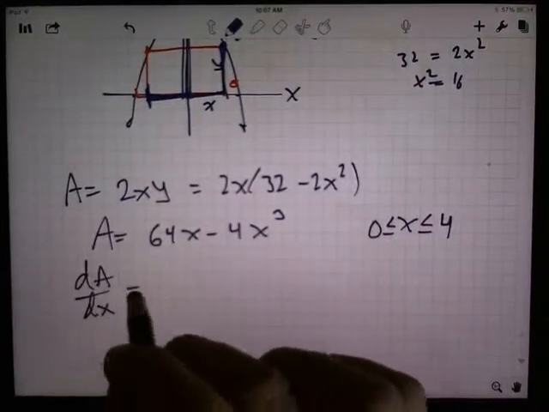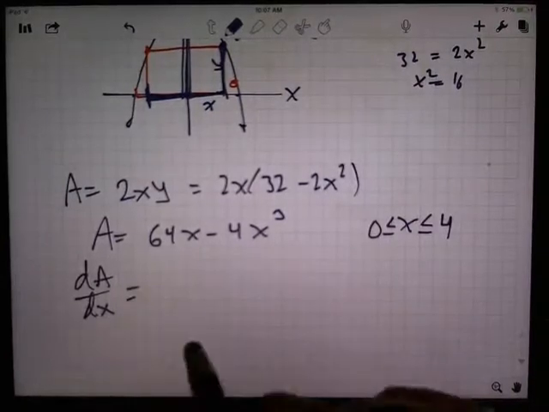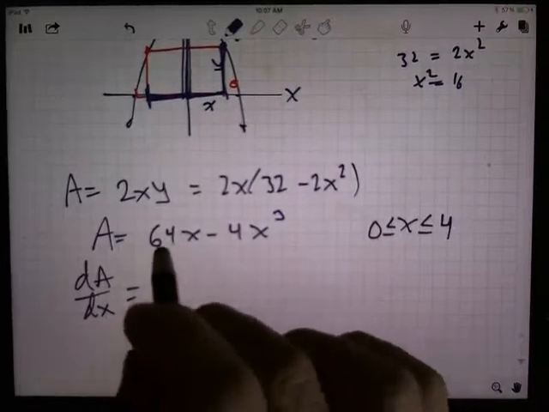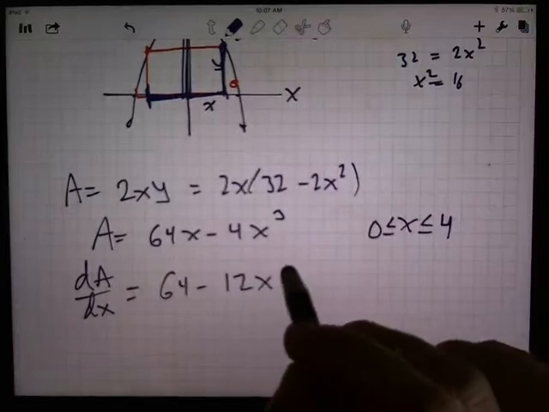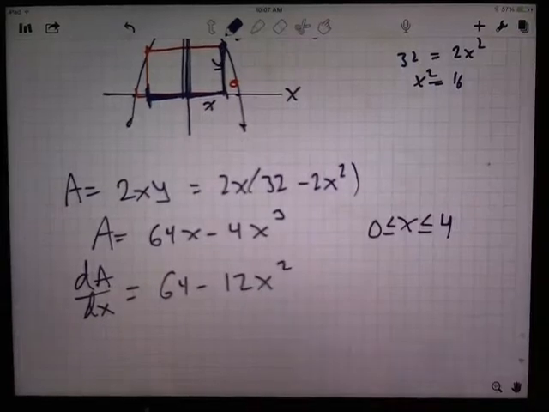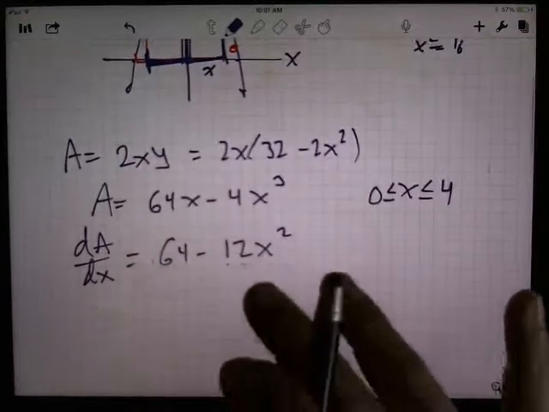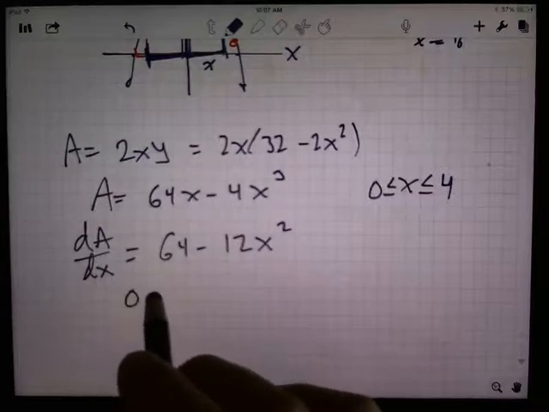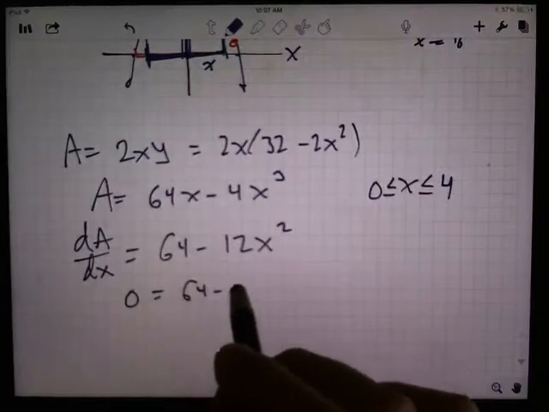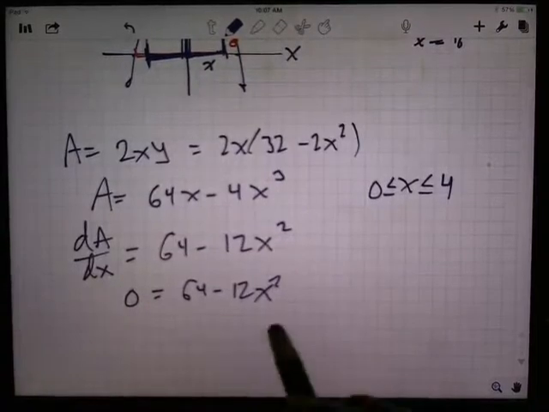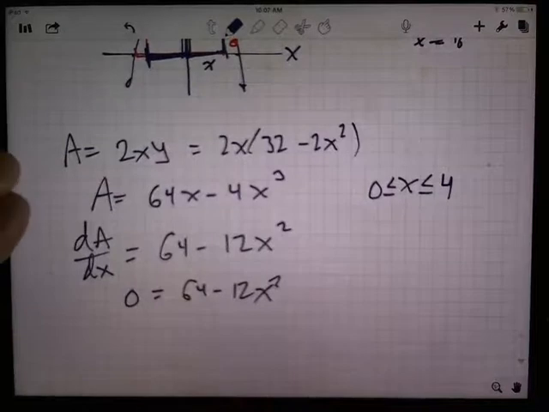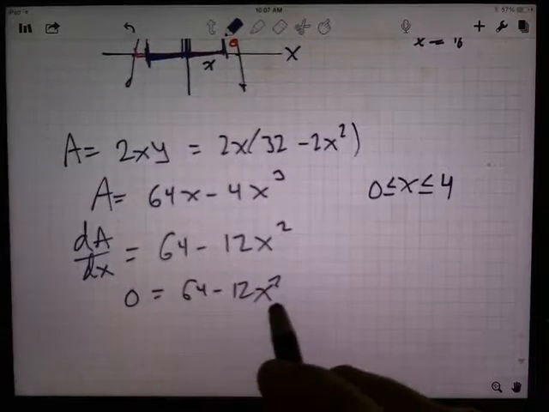And my critical points happen when the derivative is 0 or when the derivative is undefined. So here we go. Take the derivative. I've got 64 minus 12x squared. Set that equal to 0. 0 is equal to 64 minus 12x squared. And I'm setting it equal to 0 because I'm looking for a max or a min, right? And that's where they happen, when the derivative is equal to 0. I'm looking for a max in this case.